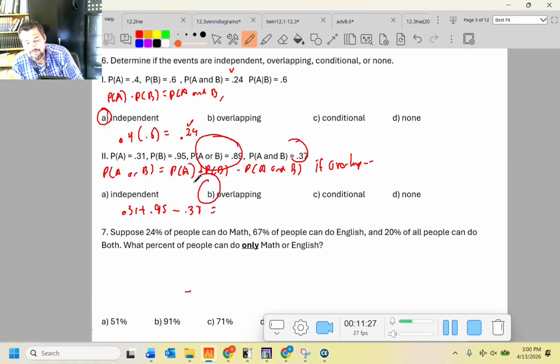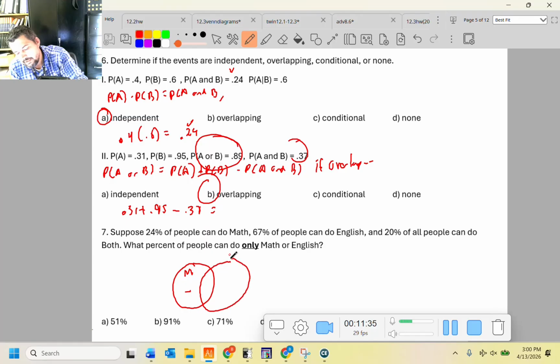All right, 7. Suppose 24% of all people can do math. We've got a math circle here. 67% can do English. We've got an English circle. And 20% can do both. So this is 20. Now the math circle is 24%, that leaves 4. The English circle is 67, that leaves 47. The question was math and English only. And 4 plus 47 is 51, and that's where I stop for this part. I'll finish the rest in the morning.